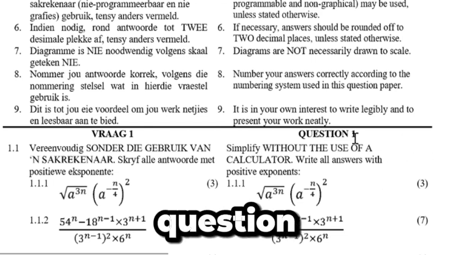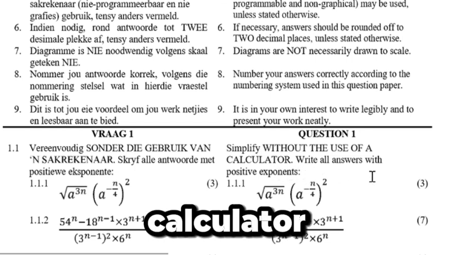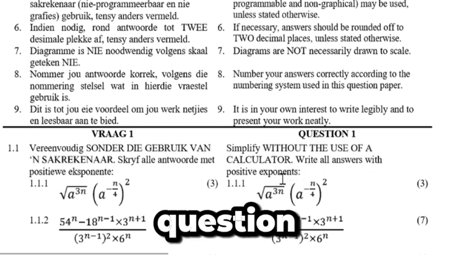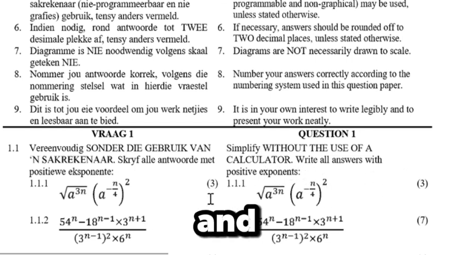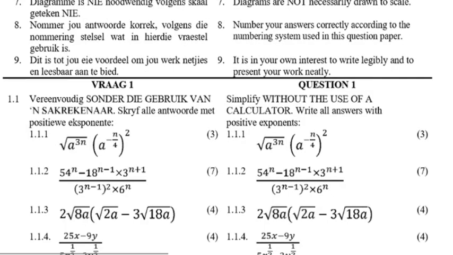Simplify, read that question carefully, simplify without the use of a calculator. If we see this type of question, we need to show and indicate all of our steps, and we write all answers with positive exponents. I'm not going to go through this one because we did cover this in the control class test. Maybe I should cover it because a few of us didn't get that answer right.